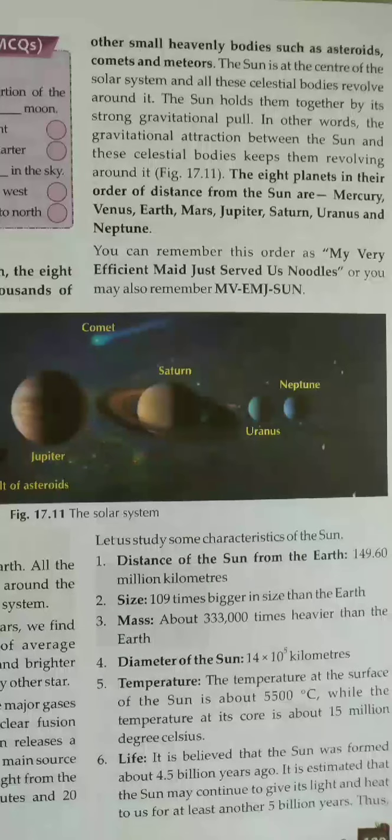The 8 planets in their order of distance from the sun are Mercury, Venus, Earth, Mars, Jupiter, Saturn, Uranus and Neptune. You can remember this order as "My Very Efficient Maid Just Served Us Noodles", or you may also remember MVEMJSUN.